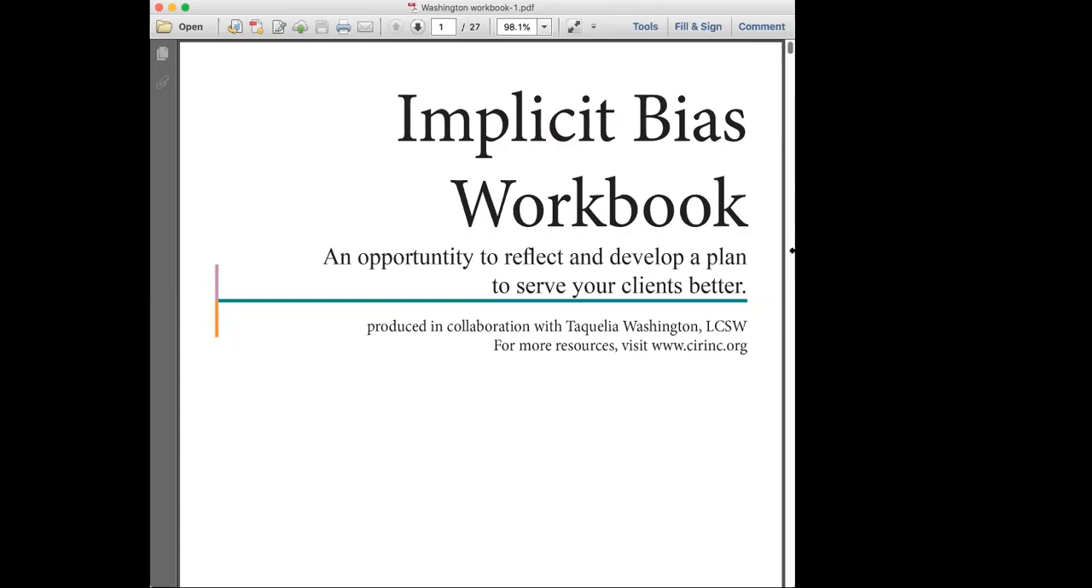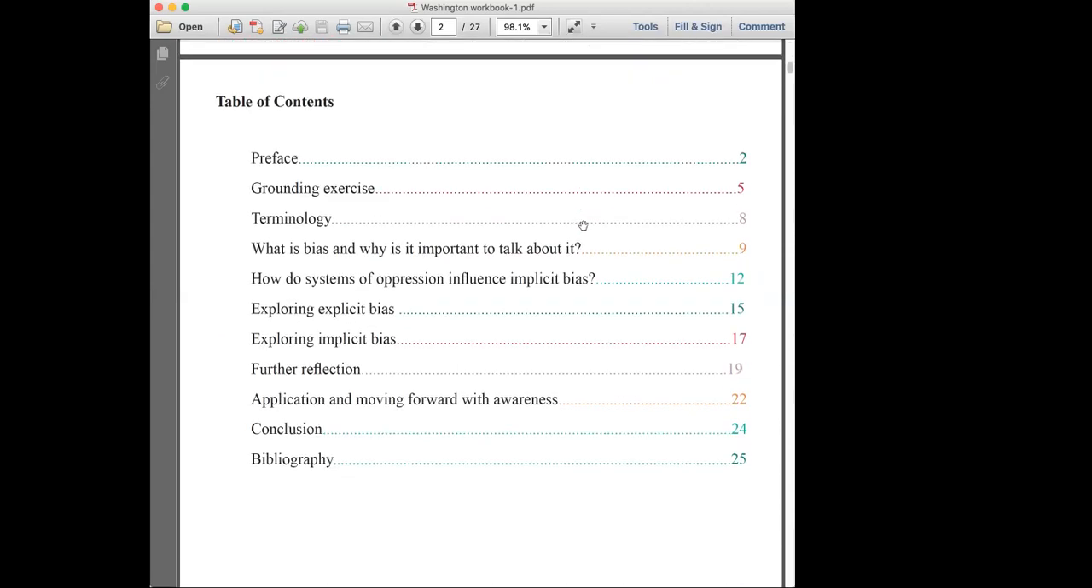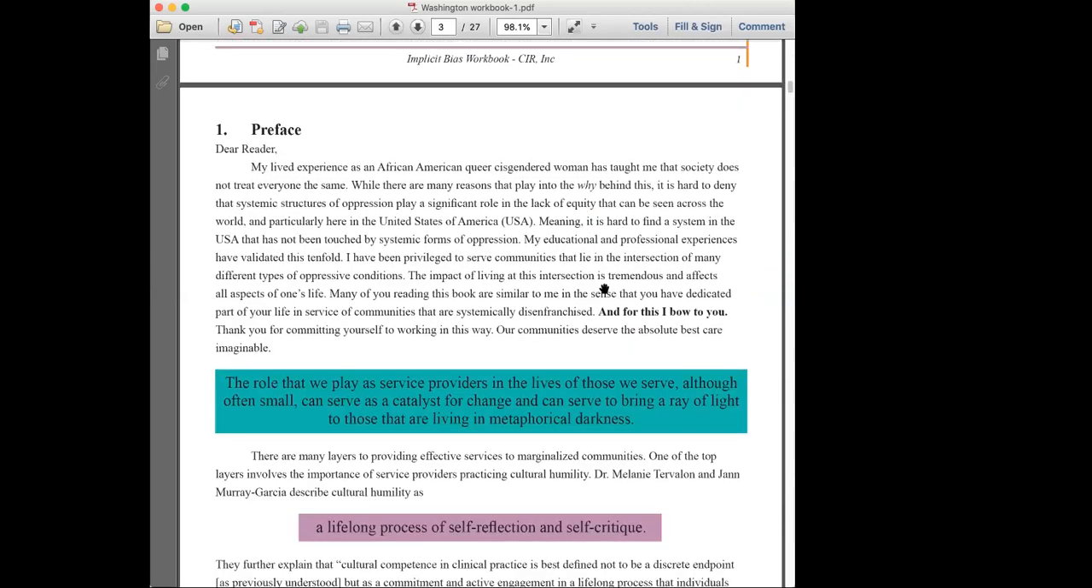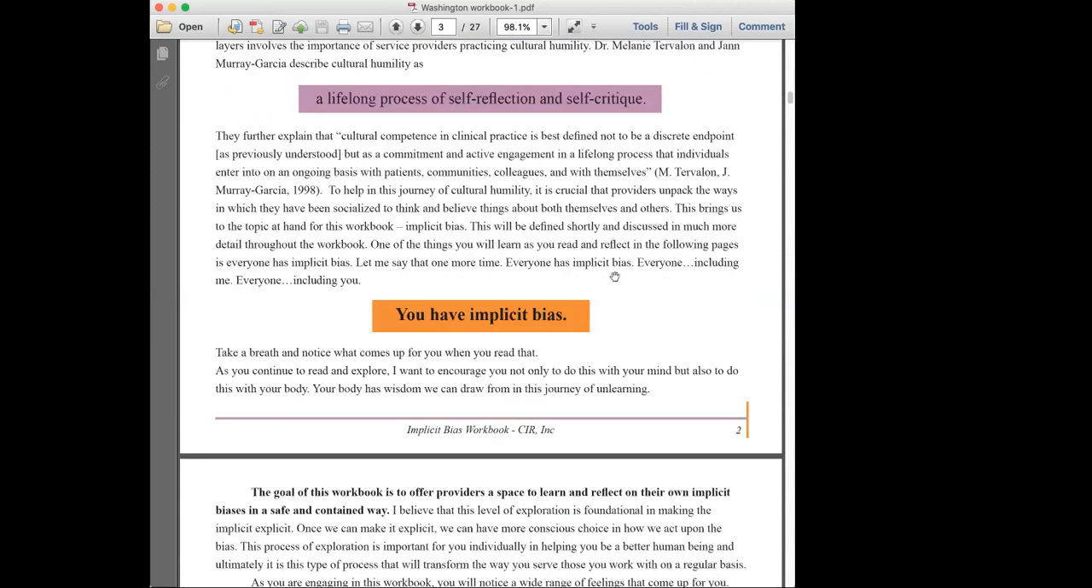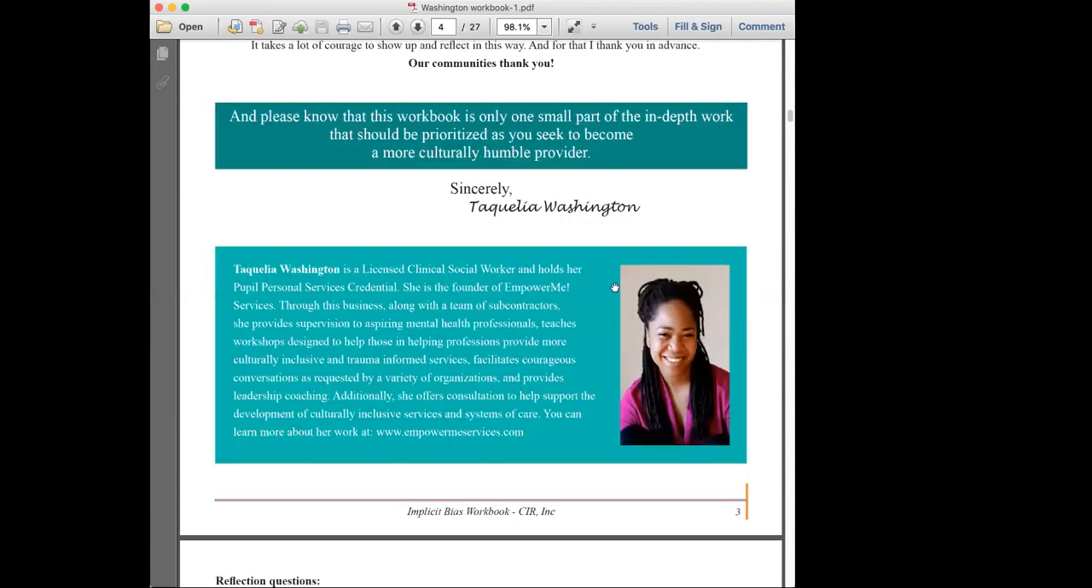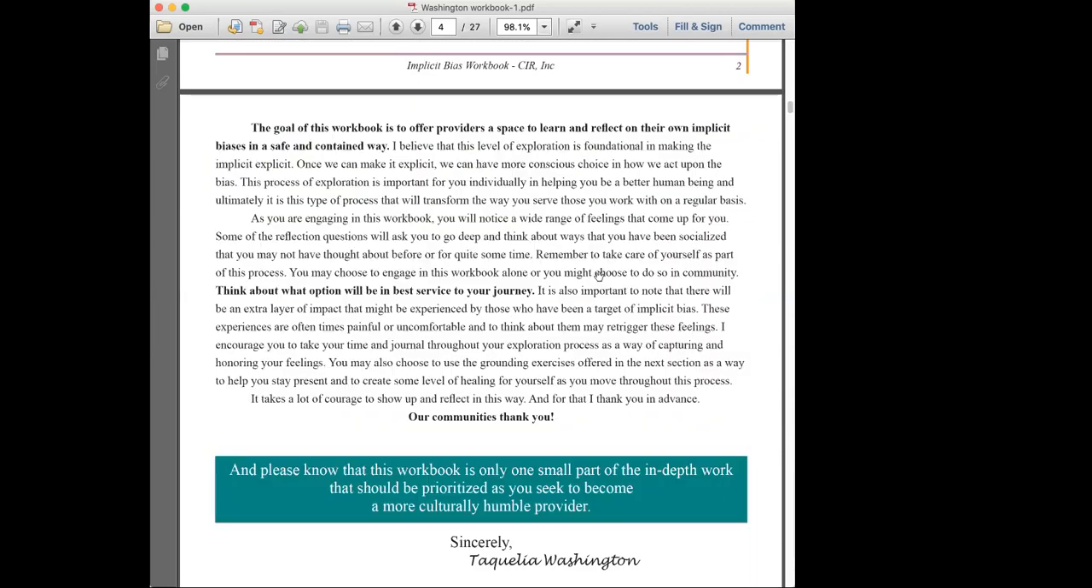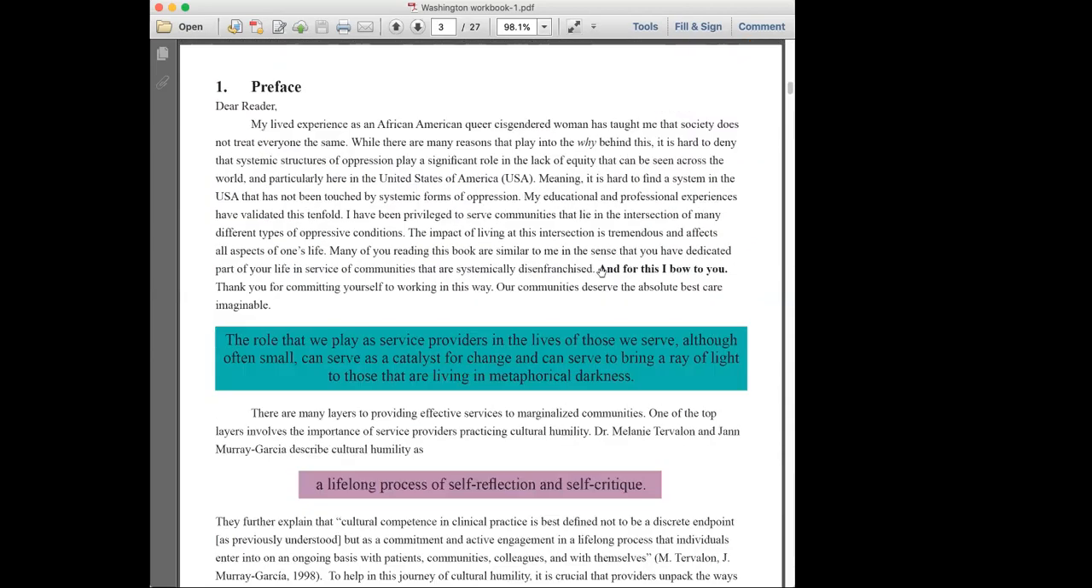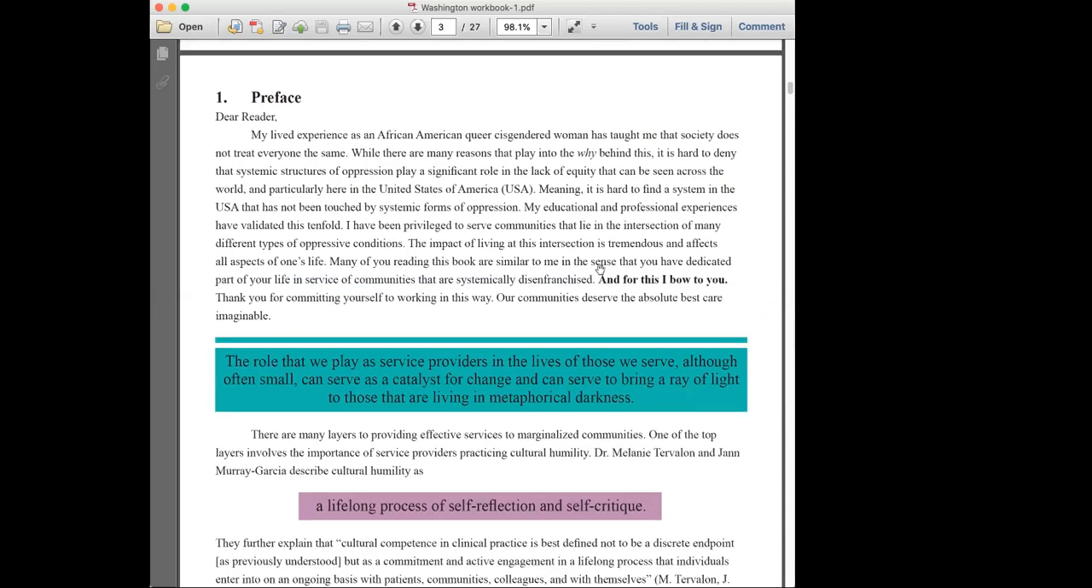I want to start off by introducing myself. My name is Taquelia Washington, and I am the creator of this workbook. As you're reading through, you're going to be able to learn a little bit more about me in the preface section, including seeing my picture. And so if you're curious about who's talking to you, feel free to scroll down and you'll see my face and get a better idea of not only what I look like, but also in this preface section, I share with you a little bit about my story so that you can get to know not only me, but also the lens in which I am using as I write this workbook.